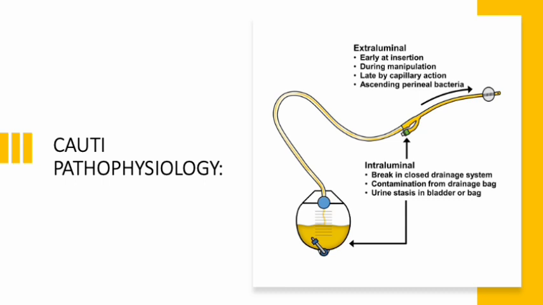Extraluminal infection occurs early after catheter insertion as the microbes from the periurethral and perineal area or external catheter surface ascend into the bladder, especially if aseptic technique is breached during insertion or maintenance of the catheter. The intraluminal infection occurs due to breaks in the closed drainage system or contamination of the catheter drainage bag or tubing. Urine stasis inside the bladder or drainage bag encourages microbial growth.